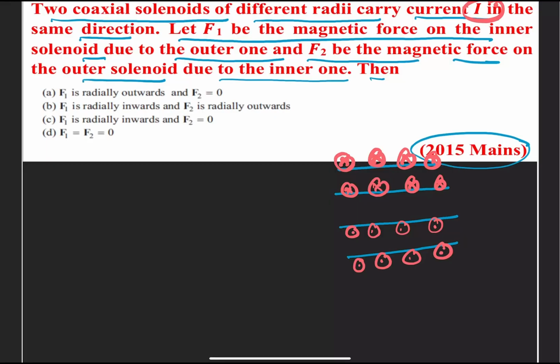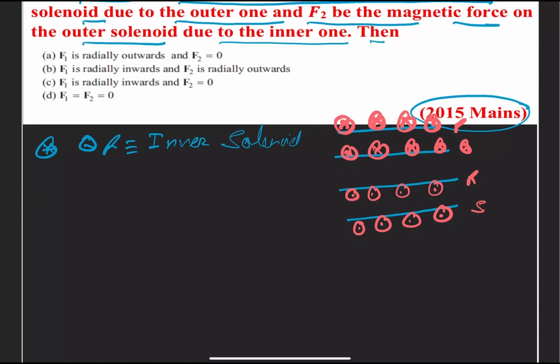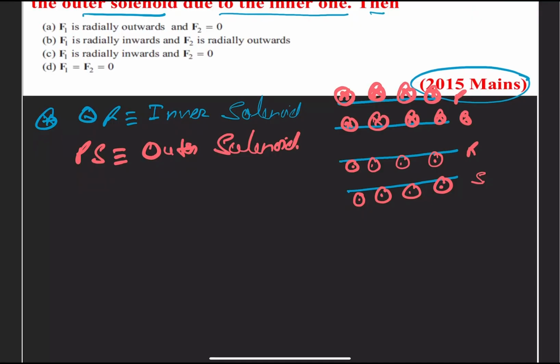Let us label them P, Q, R and S. So here QR is our inner solenoid and PS is our outer solenoid. And it is said that they are coaxial and the current is the same, in the same direction.